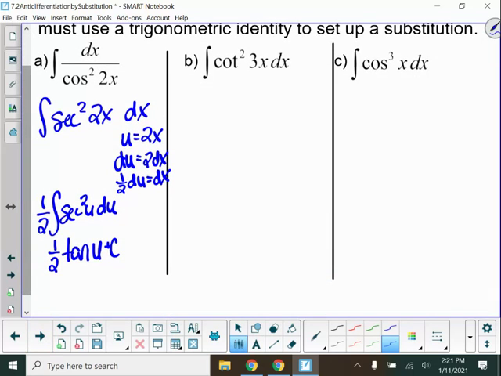Scroll a little bit here. My u is 2x, so this is half of tangent of 2x plus c. So that one wasn't too bad. That was one of the easier questions that we're going to do in this section.